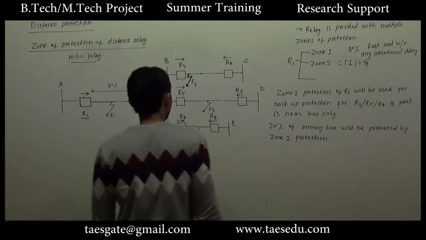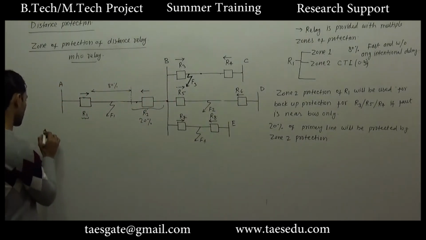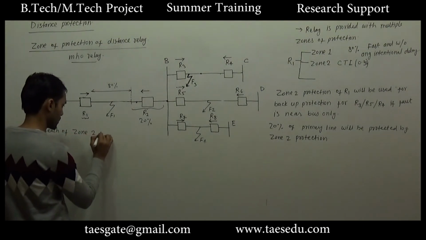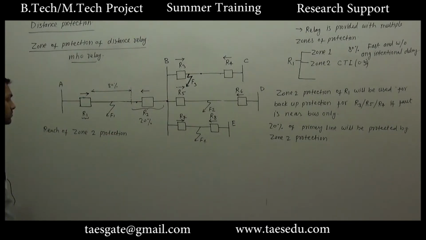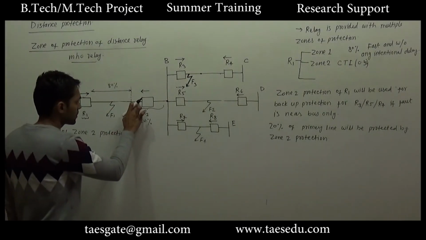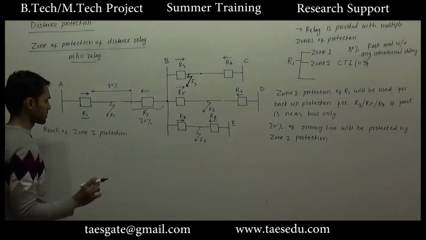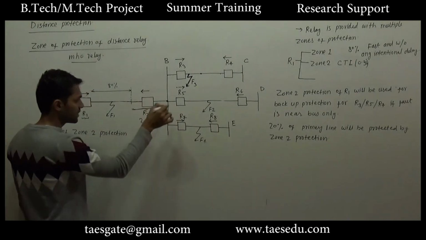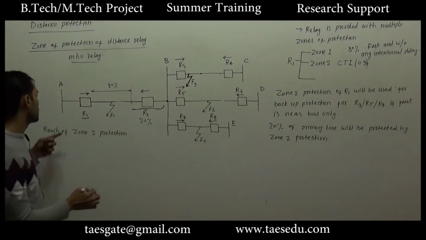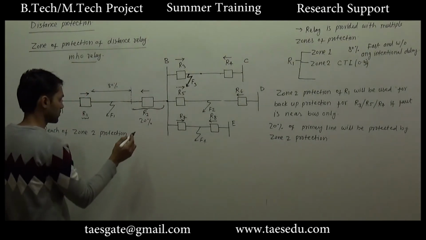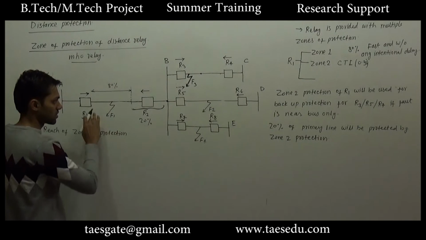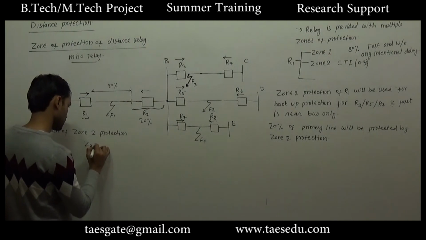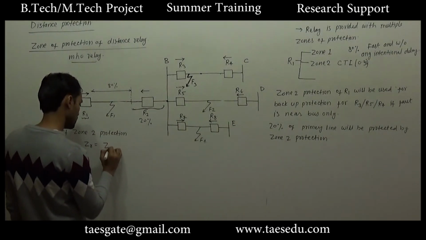Now the question is, what should be the reach of zone 2 protection? Zone 2 protection has to cover the complete length of the primary line. So it must be at least 100% of the primary line. So I am first choosing ZR as ZL.